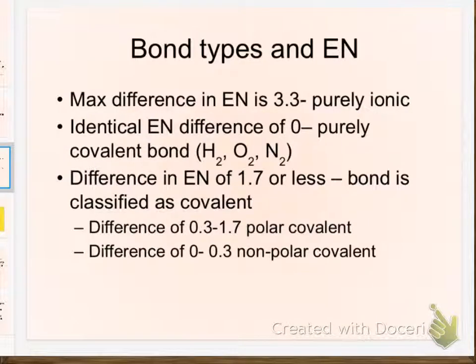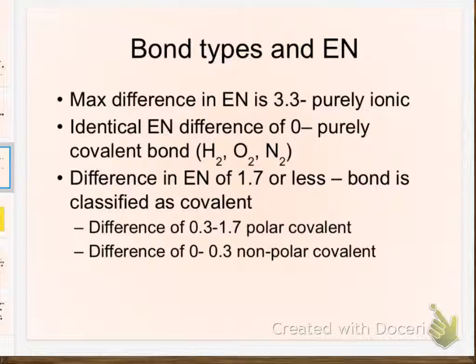Okay, so every single atom on the periodic table has an assigned electronegativity. There's a number. So this is like height or weight or whatever. Well, no, it's not like any of those things. It doesn't change. It can't change. So all the elements on the periodic table have an assigned electronegativity.